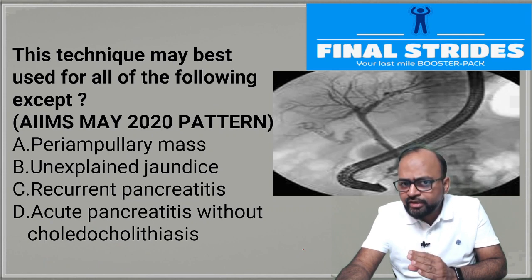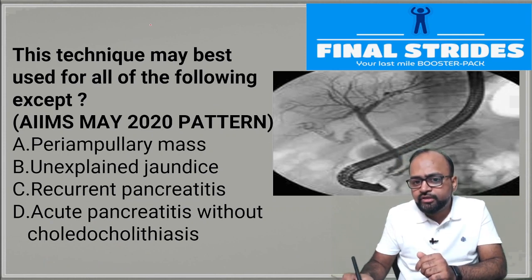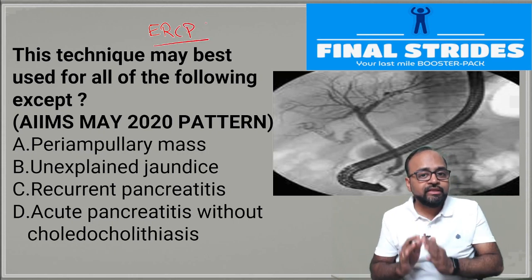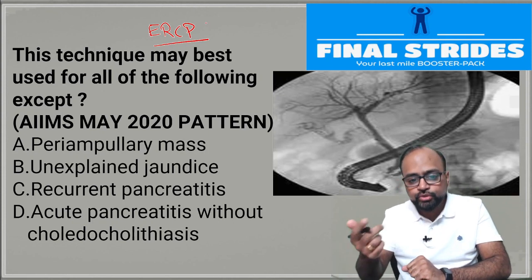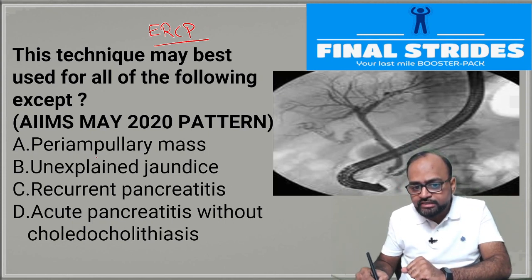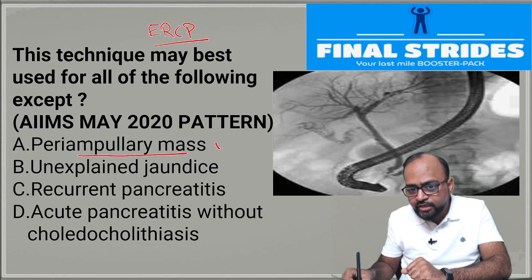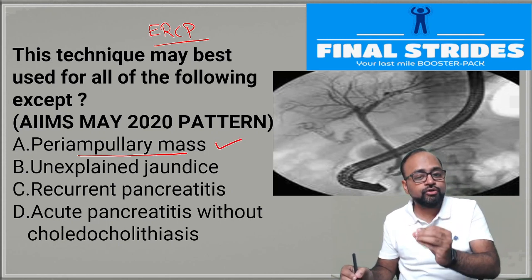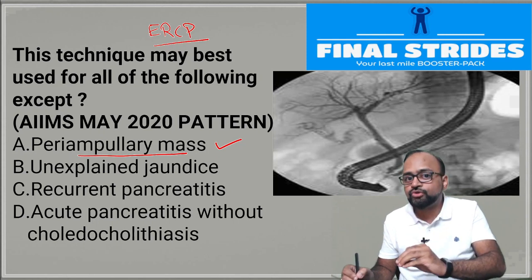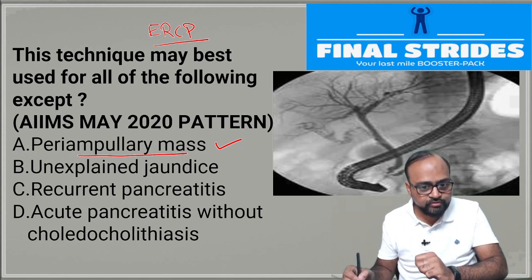Now, so this technique, remember, ERCP therefore can be used in any abnormality that may affect the biliary tree, isn't it? So therefore, can it be used in assessment of a periampullary mass? Yes, because a periampullary mass is going to cause constriction or narrowing at the ampulla. It is going to cause dilatation of the biliary tree. So ERCP will show that.